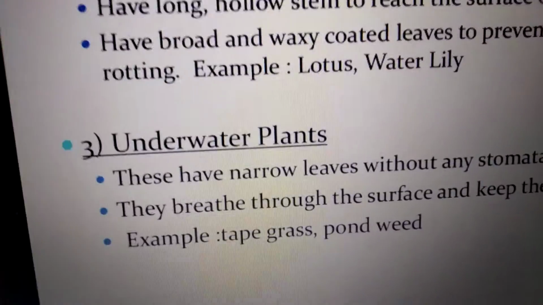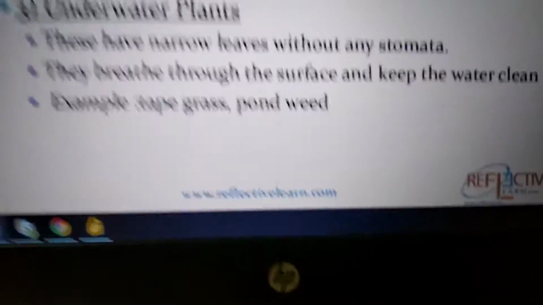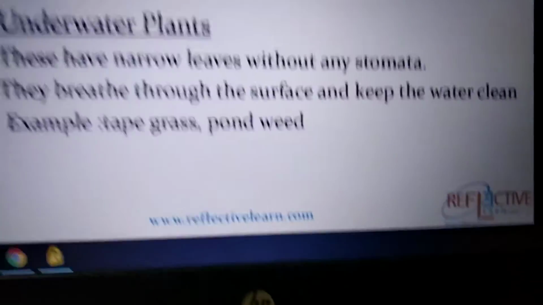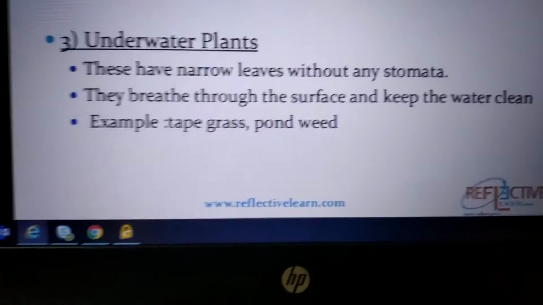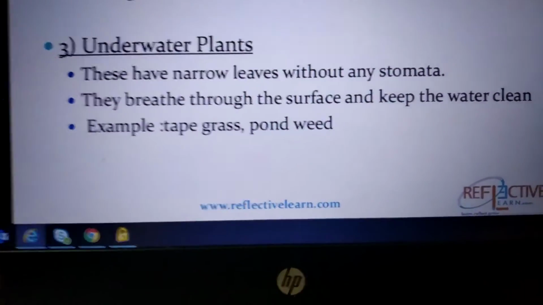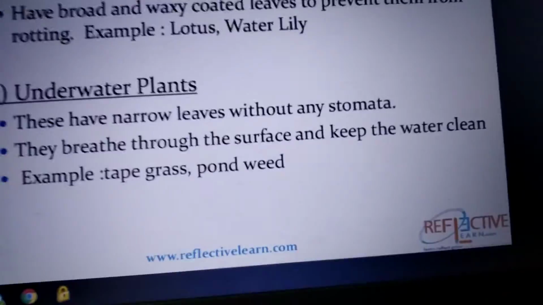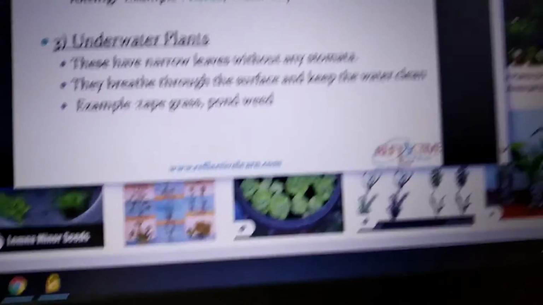Next, coming to the underwater plants. Underwater plants. The name itself says the plants will be seen under the water. So they have narrow leaves without any stomata. Because they are growing under the water, they will not have stomata. So they breathe through the surface and keep the water clean.